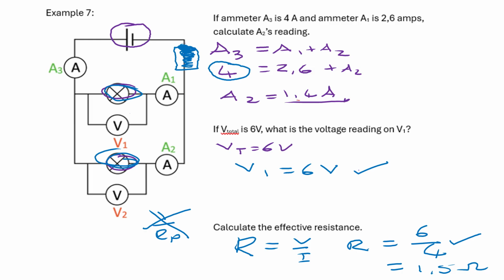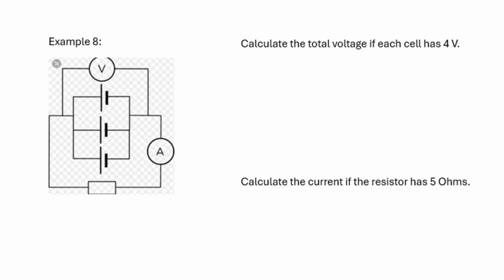Okay, so this one over here is we are looking at a normal simple circuit. There we have one resistor, we have one ammeter that are in series, but now our cells are in parallel. And how did I teach you to work out cells in parallel? Here it says, calculate the total voltage if each cell has 4 volts. So there are 3 of them.